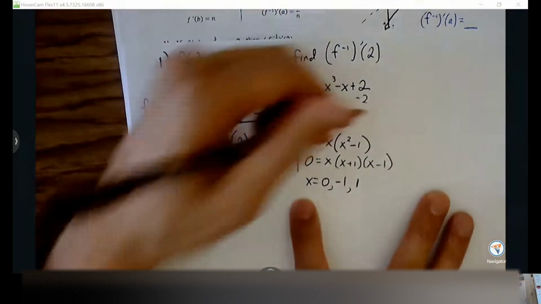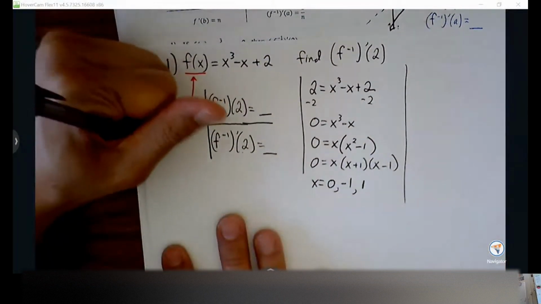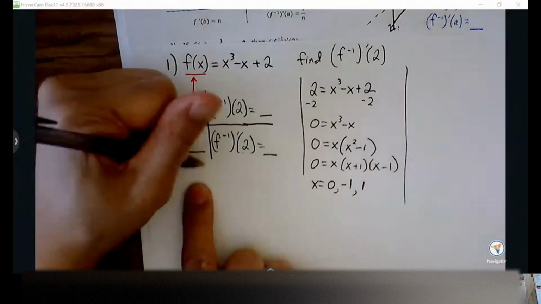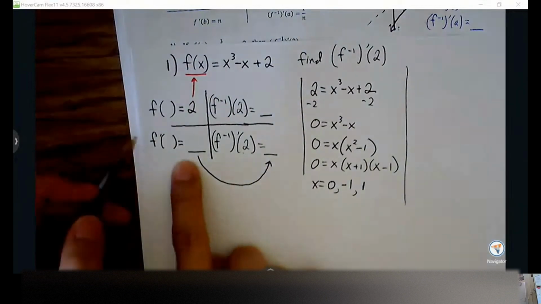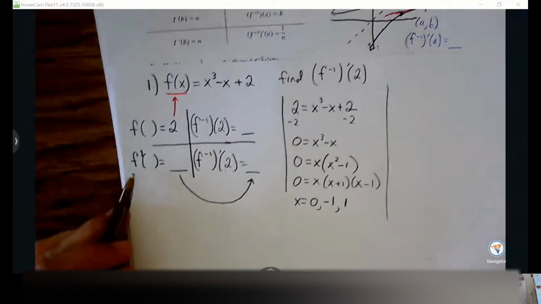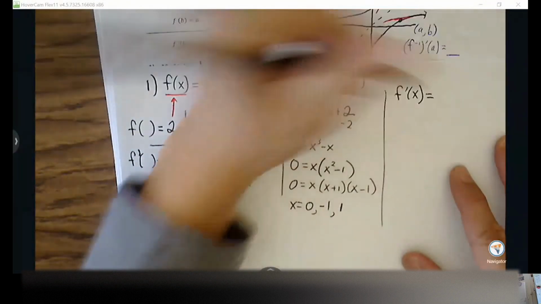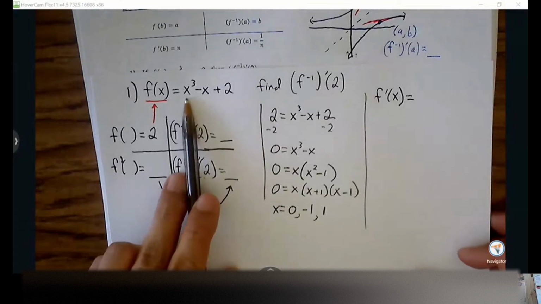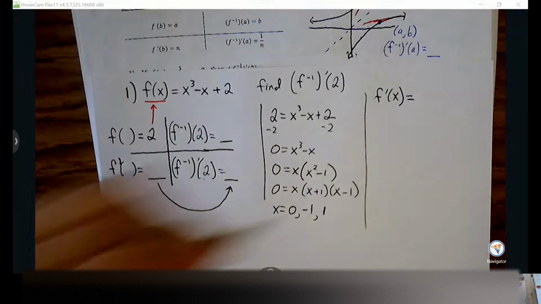Okay, I'll leave that alone for now. But ultimately, I know I have to find the derivative at one of these points, and that's going to lead me to a slope. And I know that this numeric slope is going to lead me to the slope over here. So I know I have to work my way down to the f prime. So let me find f prime. So f prime is power rule. So x cubed becomes 3x squared, minus x becomes -1.